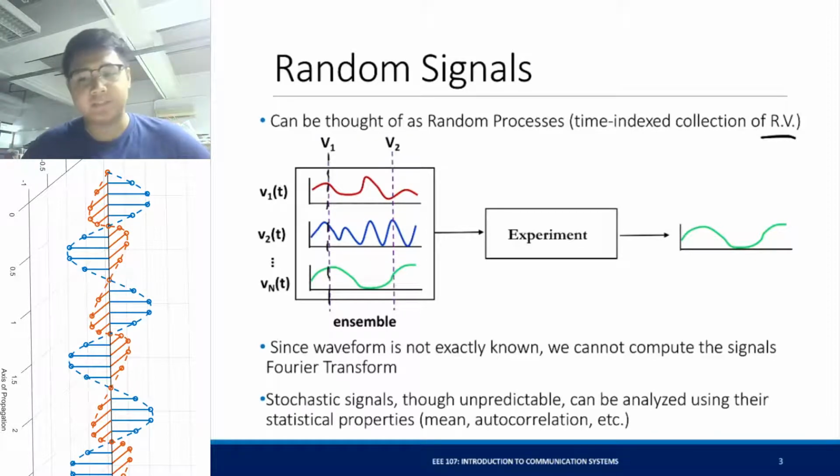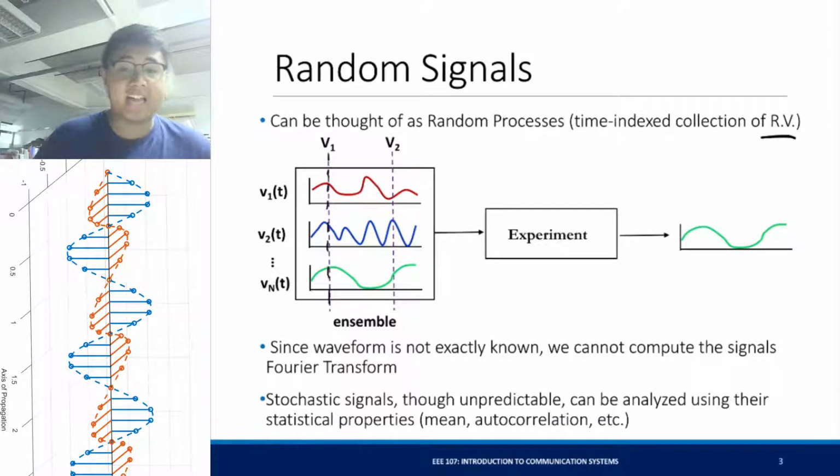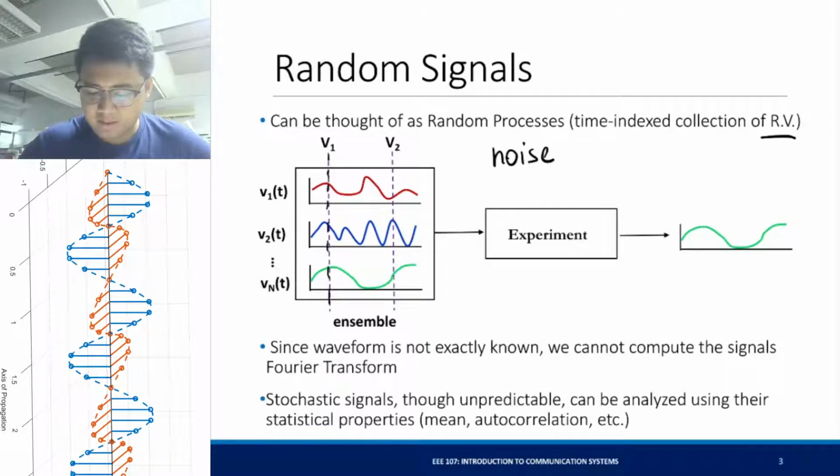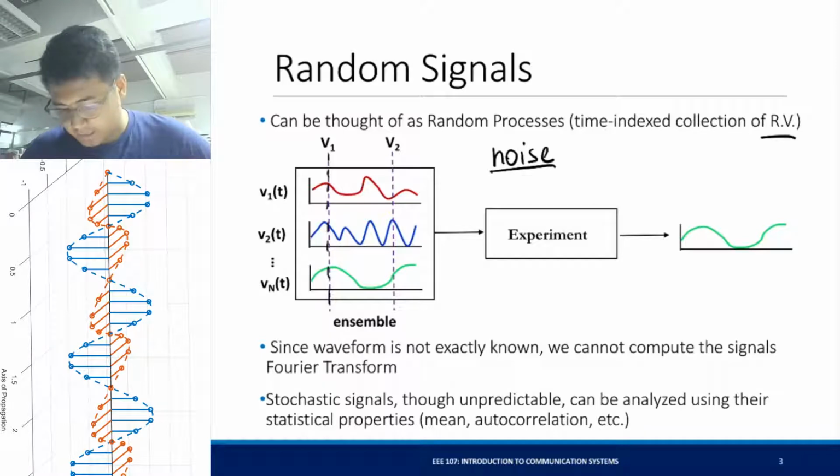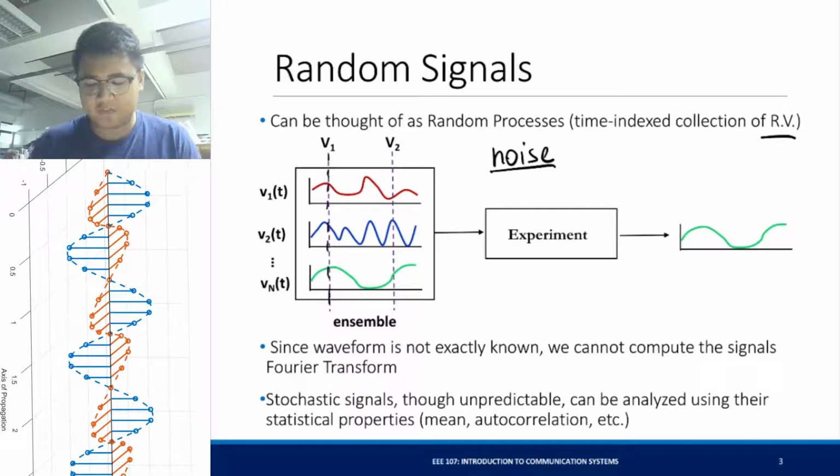What else is a random signal? Of course, the notorious signal that is present in any communication system. We've talked about this before. Noise is an example of a random signal. So it is important to know how a random signal behaves so we're able to analyze the noise that is impeding our transmission.